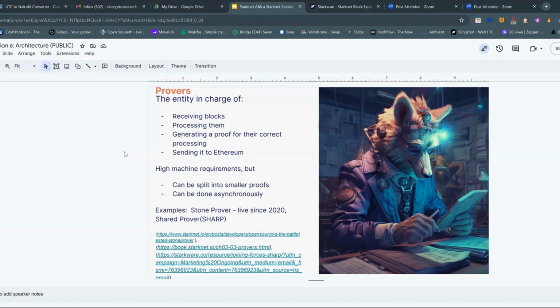The prover is in charge of receiving the blocks, which it receives from the sequencer. It processes them again, but it does this somewhat differently, and it generates a proof, and the proof is sent to Ethereum. Now, this is very simple, because what actually happens at this point is very mathematical, and you're going to dive into a lot of math and a lot of cryptography.